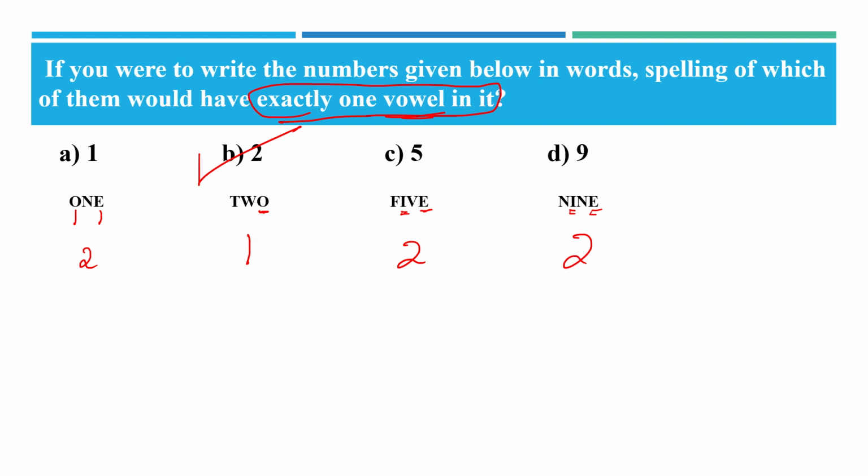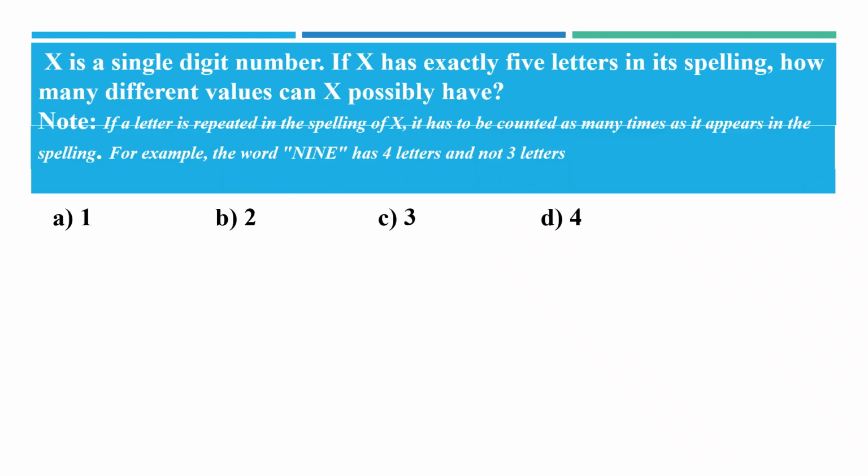Great. And the next question is, X is a single digit number if X has exactly 5 letters. Okay. It's a single digit number and it has 5 letters in it. How many different values can X possibly have?